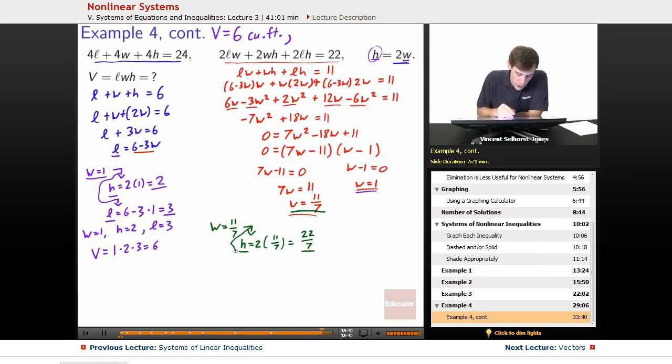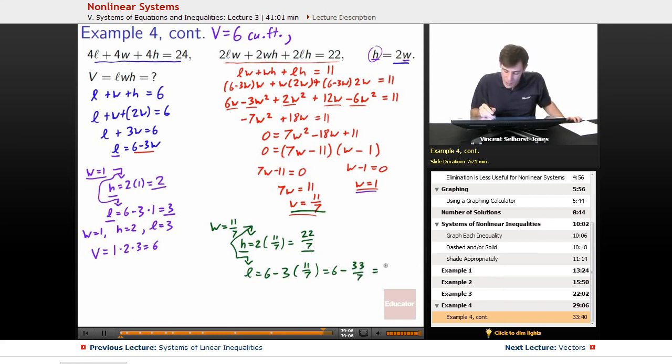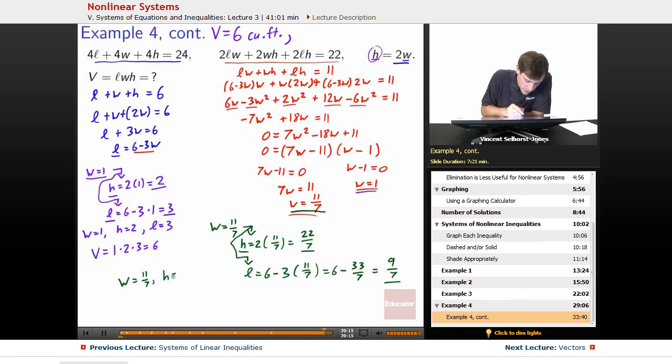And then we can also figure out, what is our length going to be? Length equals 6 minus 3W. W in this case is 11 over 7. So we've got 6 minus 33 over 7, which winds up simplifying out to 9 over 7. Great. So at this point, we've got width equals 11 over 7, height equals 22 over 7, and length equals 9 over 7. All of these in feet as the units.